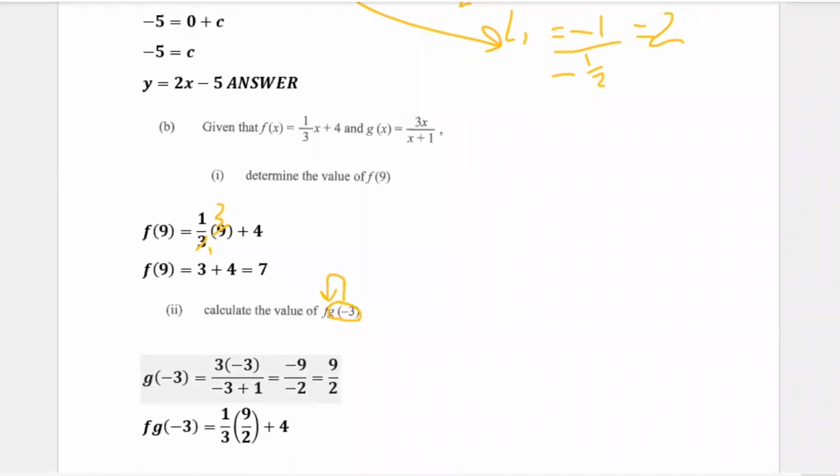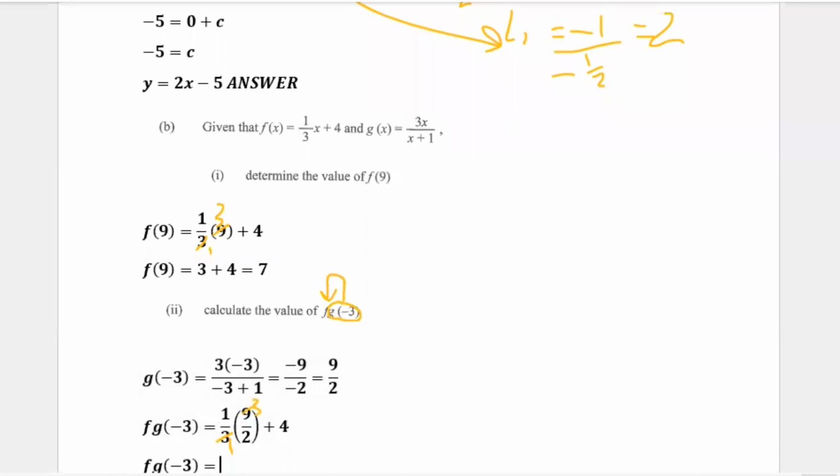Yes, very good. I'm seeing the answers in the chat. Very good. So therefore, f of g of -3 is equal to, so if we do some amount of cancelling, we could have said 3 into itself goes 1 time. 3 into 9 goes 3 times. So what we have is 3 over 2 plus 4.